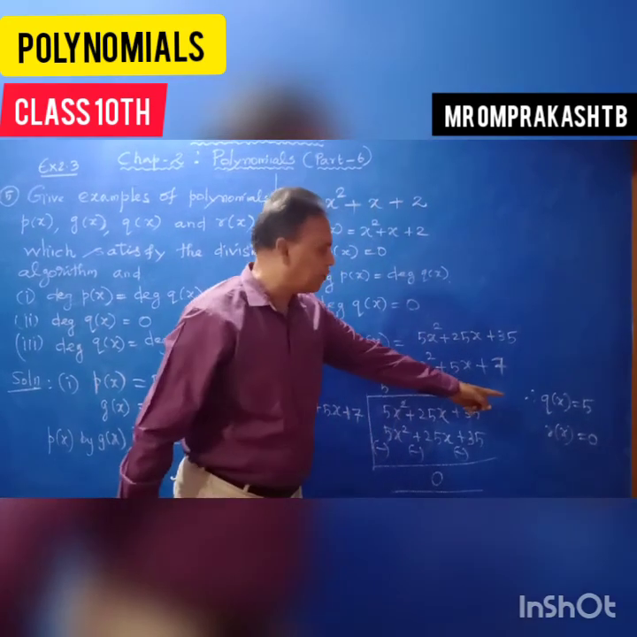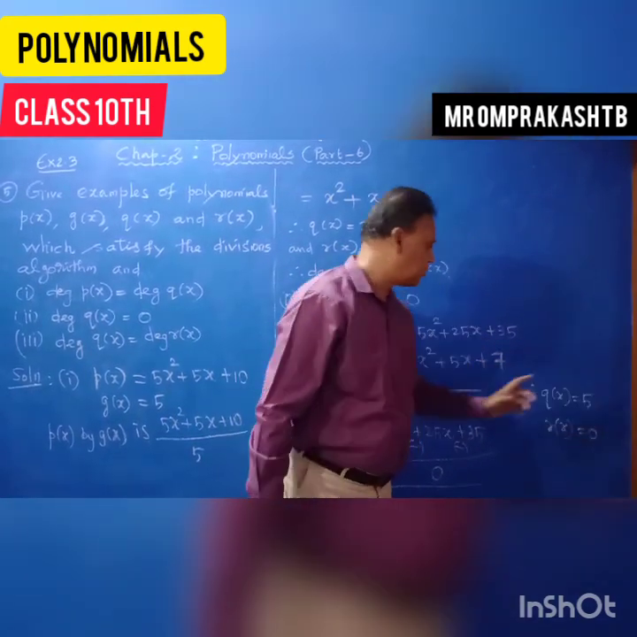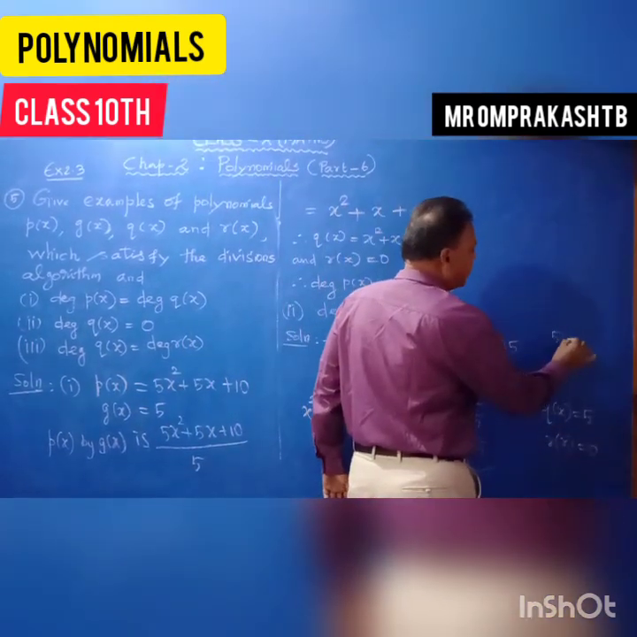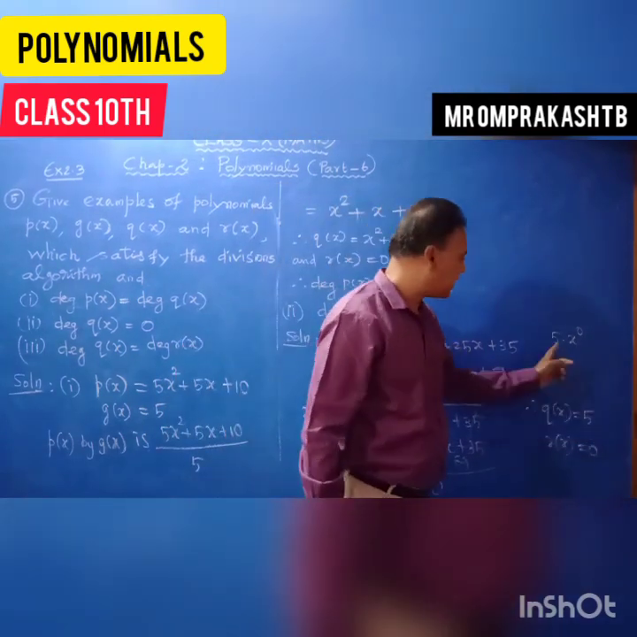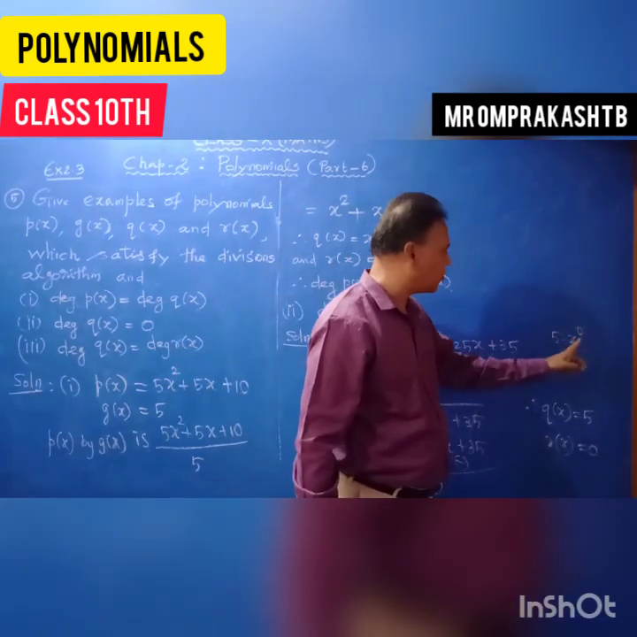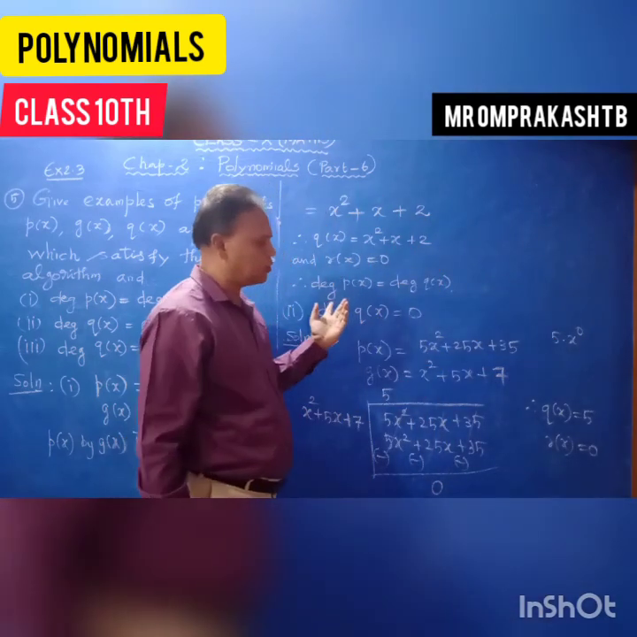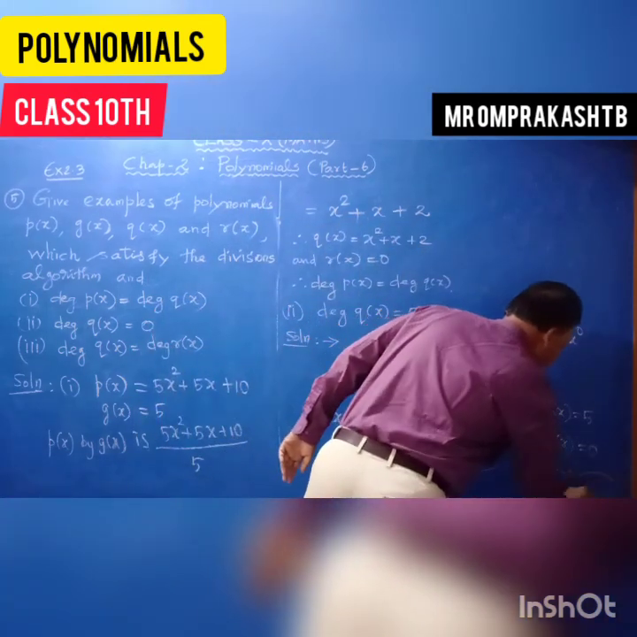What is the degree of q of x? The degree of q of x is 0, because 5 can be written as 5 into x power 0. 5 can be written as 5 into 1, and 1 is nothing but x power 0. So its degree is 0. That's all. Clear? Understand all of it?